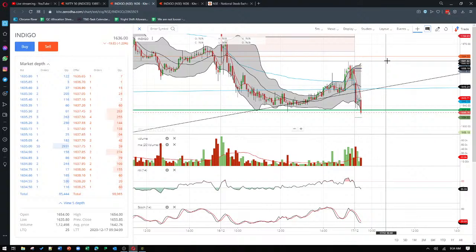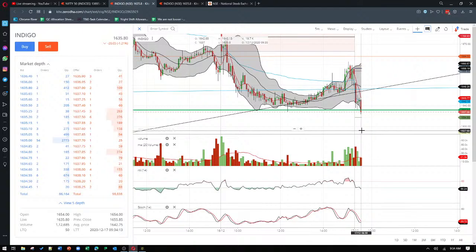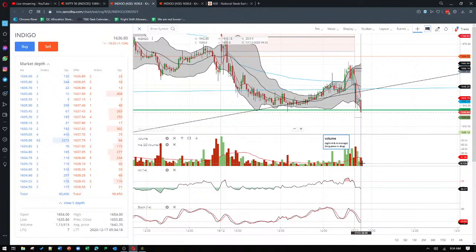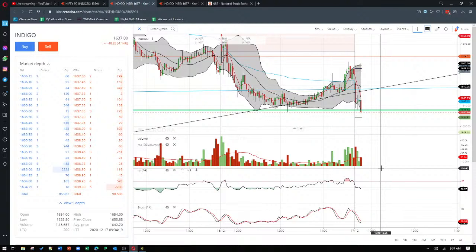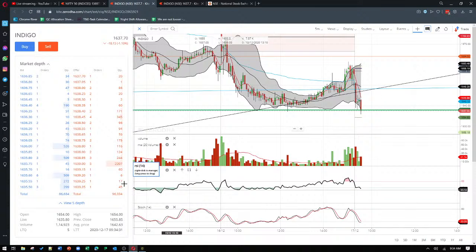Okay, so it's already broken this level, and exactly on the broken candle the volume is building up here, you see, on the bear side. So the low already made 16308. So let us see how. Okay, we are on a very good profit. Let it happen.